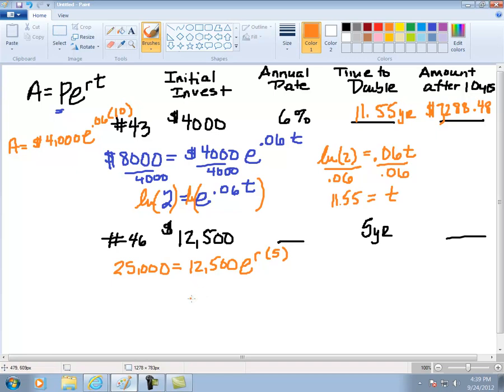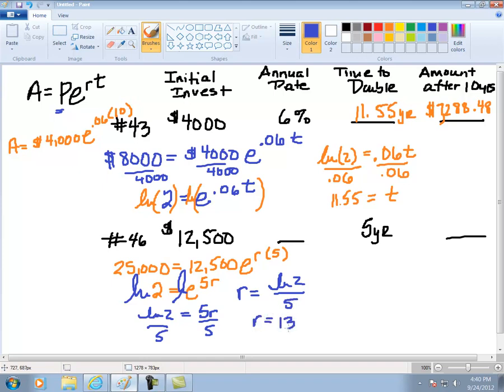So similarly, we divide both sides by 12,500 and we get 2 equal to e to the 5r. Again taking the natural log of both sides in order to get rid of our exponential, I'd get the natural log of 2. Over here the natural log and e would go away and I'd just be left with 5r. Dividing both sides by 5, I get that my rate is equal to natural log 2 over 5, or approximately 13.86%. I wish.